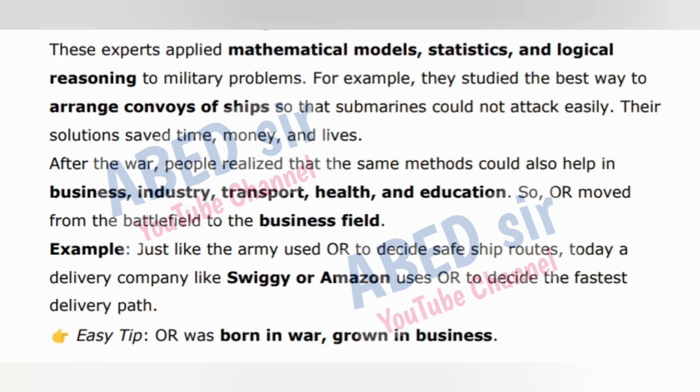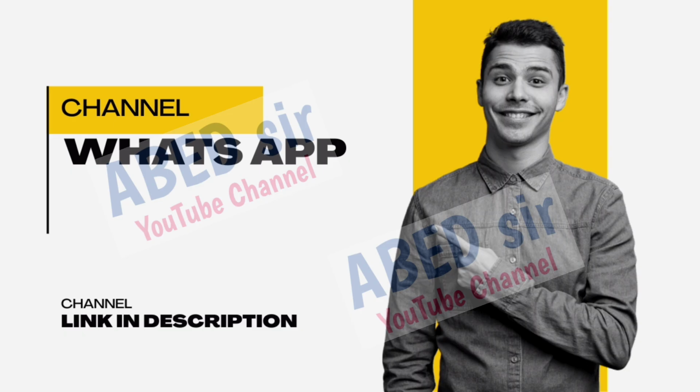After the war, people realized that the same methods could also help in business, industry, transport, health, and education. So, OR moved from the battlefield to the business field. Example: just like the army used OR to decide safe ship routes, today a delivery company like Swiggy or Amazon uses OR to decide the fastest delivery path. Easy tip: OR was born in war, grown in business. Next important short question is: 3.